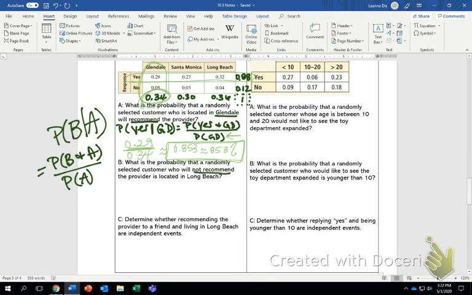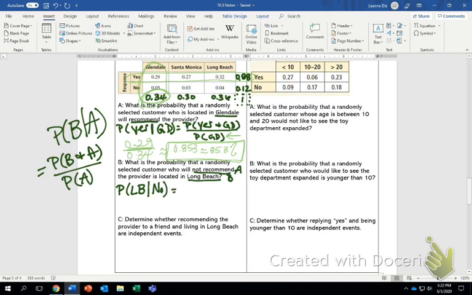Not recommended is my A information. And the provider is located in Long Beach. It's my B information, okay? So it comes second. That's why it's my B information. So if I were to write my piece, it would be the probability of living in Long Beach given that they do not recommend it.